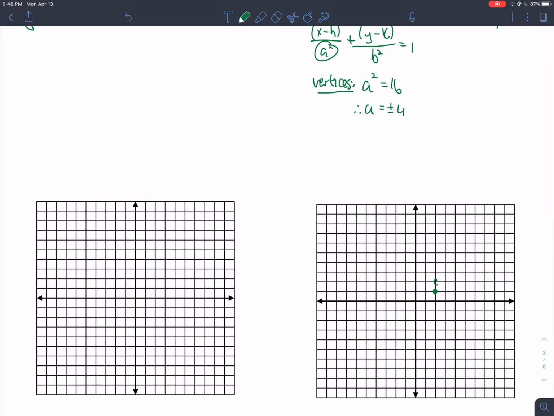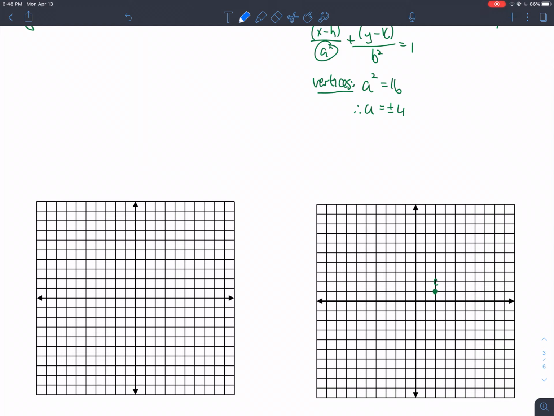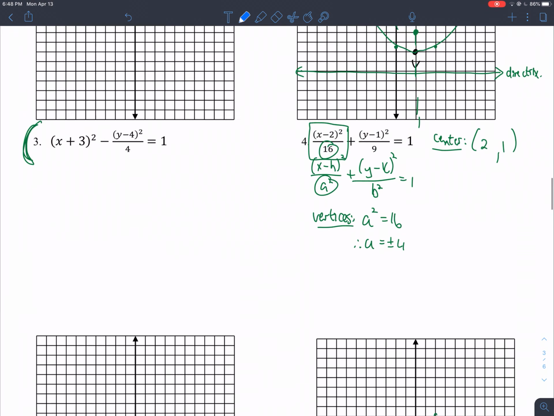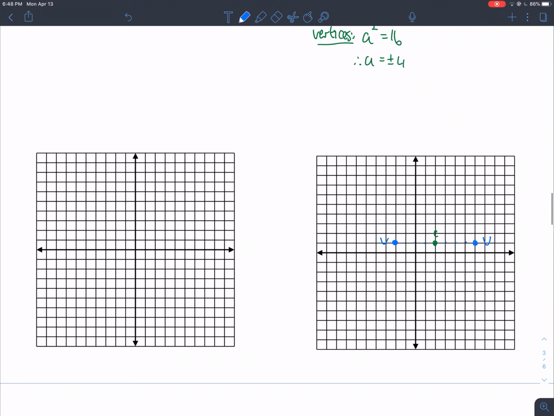Okay, and so I go 4 units this way. Let me use a different color here. I go 4 units this way from the center, 1, 2, 3, 4, and then 1, 2, 3, 4. Okay, and these 2 things are called my vertices. Again, all of this is happening because the bigger number is under the x squared term. Therefore I know it's a horizontal major axis, and so we call this thing the major axis.